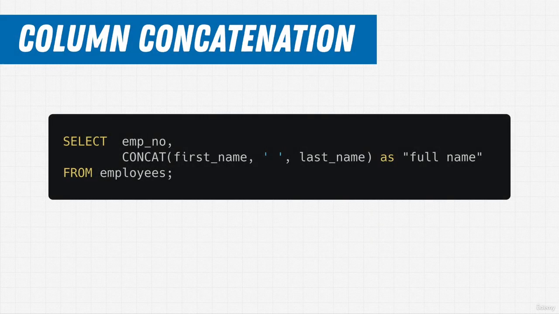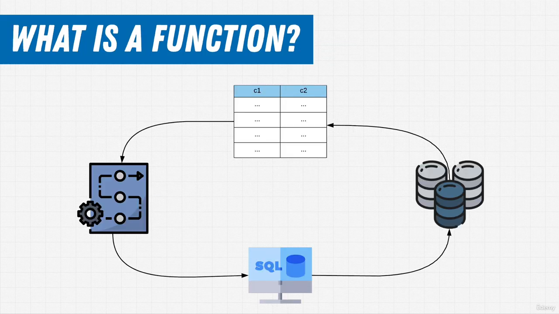We just looked at column concatenation, and you may think to yourself, okay, I understand what it does. So we select employee number, we select concat of the first and last name, and we rename it. But what is it exactly that we just did here? Well, let's answer that question. When we call concat, what we are calling is a function. And so you may ask yourself, what is a function?